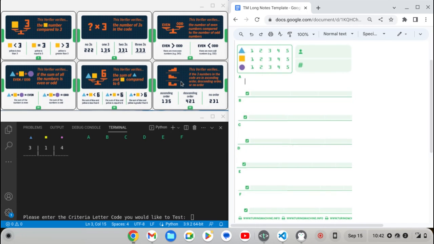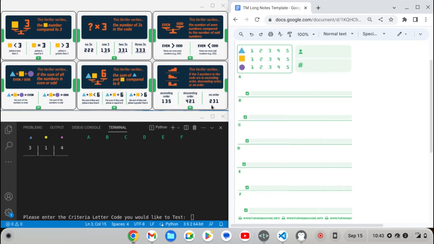And finally, criteria card F again looks at our 3-digit solution, but this time will let us know a little bit about the ordering of the digits from triangle to square to circle. Should the digits appear in an ascending order, meaning that they're increasing, as in the example 135? Should they be in a descending order, basically decreasing, as in the example 421, or should they have no order?